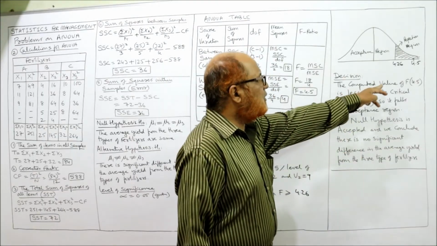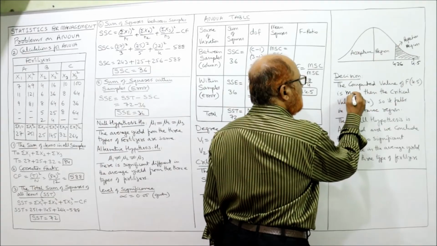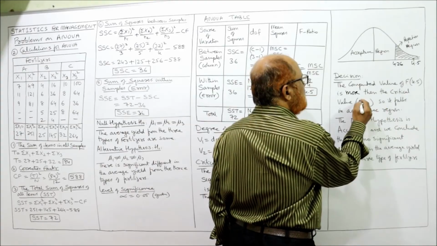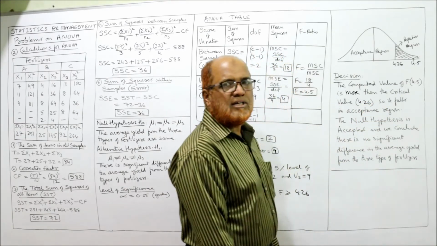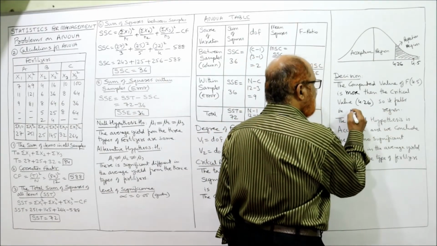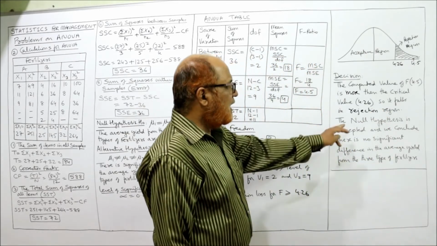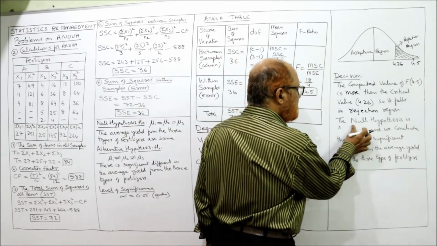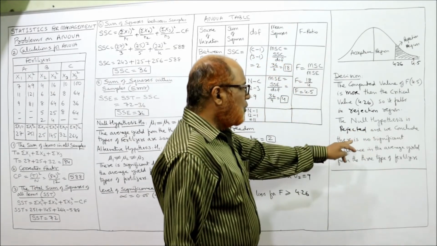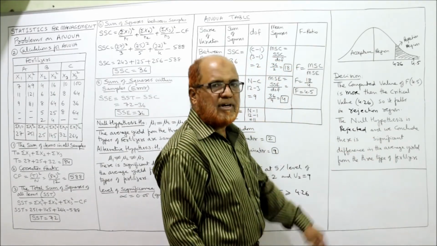So here the computed value of F, 4.5, is more than the critical value 4.26. So it falls in the rejection region. The null hypothesis is rejected, and we conclude there is a significant difference in the average yield from the 3 types of fertilizers.